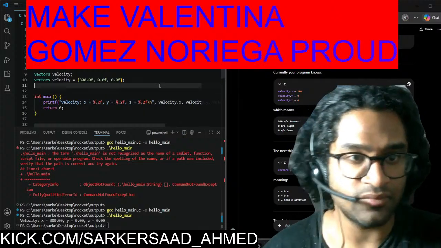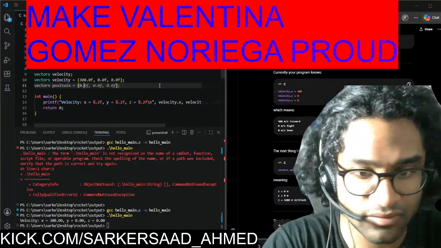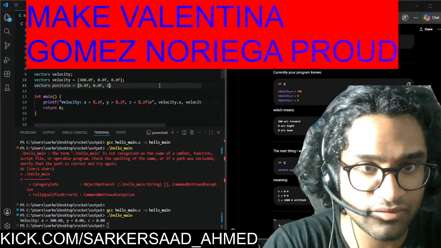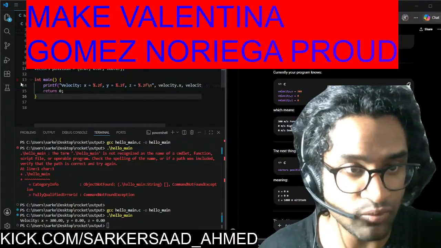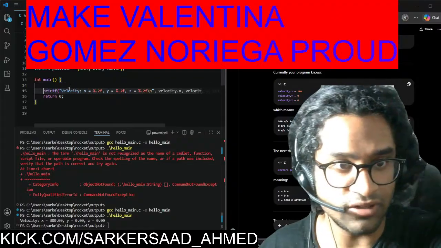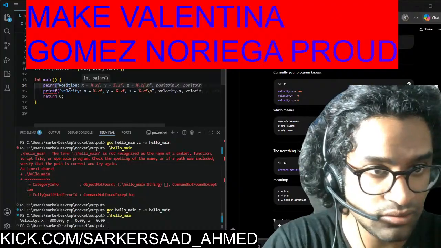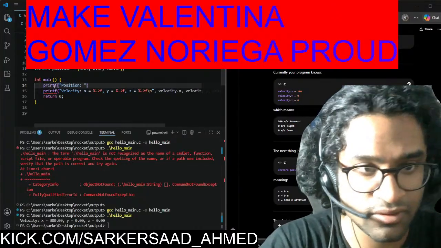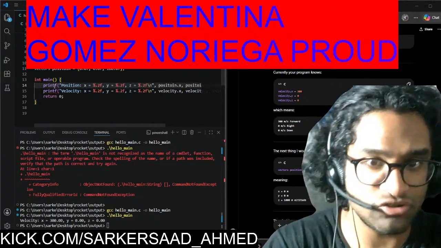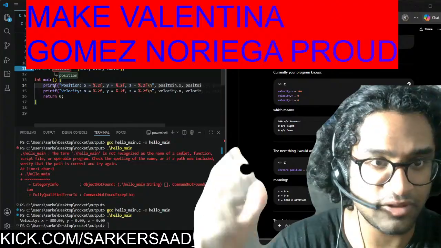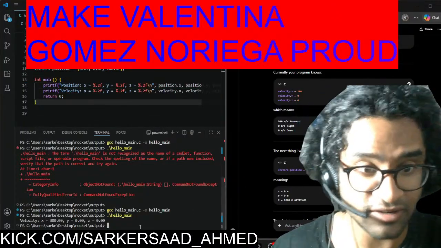Okay, we can do that. Vectors position: 0.0f, 0.0f, and 100.0f. And then int main, actually we can do that. I'm just going to put another enter here. Then printf position, and we write x being percent 2f, so it'll be two decimal places for position x, y, and z. Yes. And then we return. Let's run it.